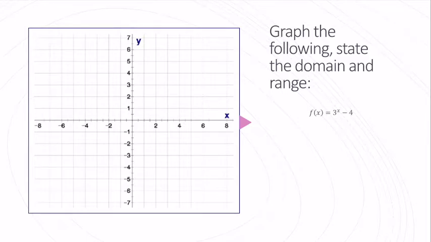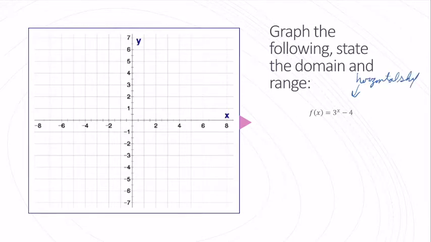I want to graph these, and I also want to state the domain and range. Let's talk real quickly about if I have f of x equals 3 to the x minus 4. Now, we've talked about transformations of graphs before. If I have a -4 attached to the x, this shifts my graph to the left or to the right, right? This is an example of a horizontal shift.